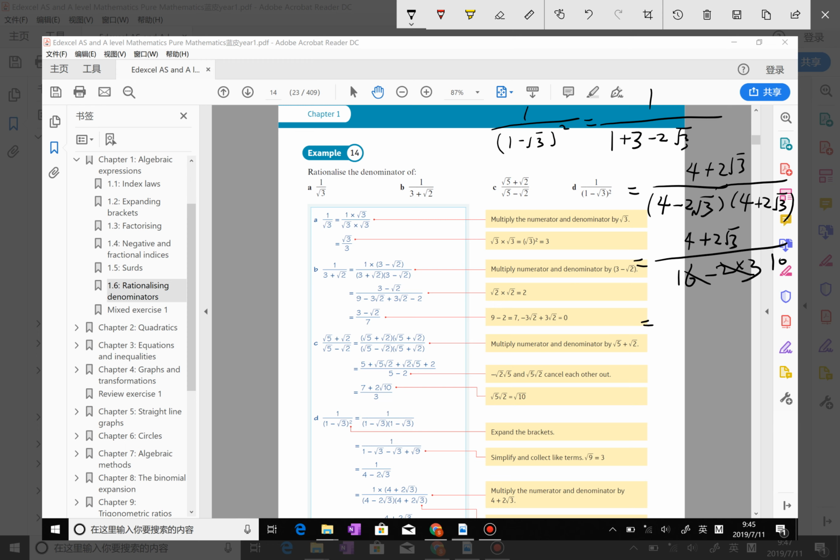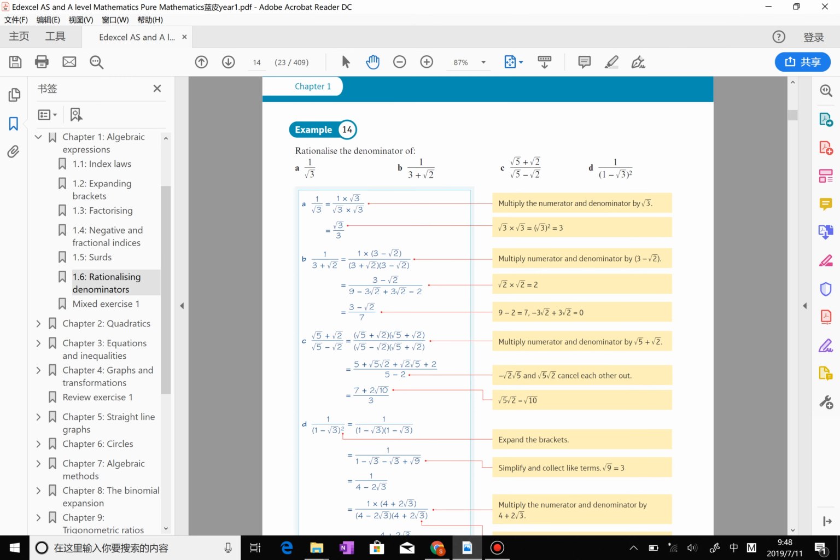So we can take 5. So take 2 out: 5 times (2 plus square root 3). So we make the denominator a rational number. This is the final answer: 2 plus square root 3 over 5.